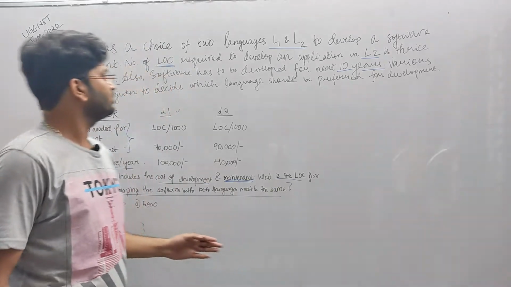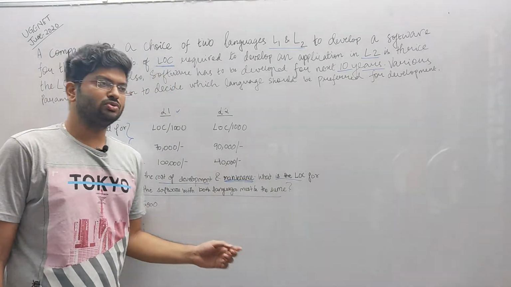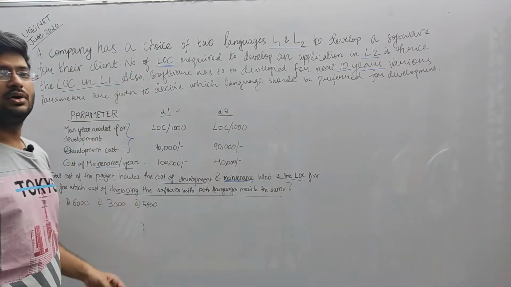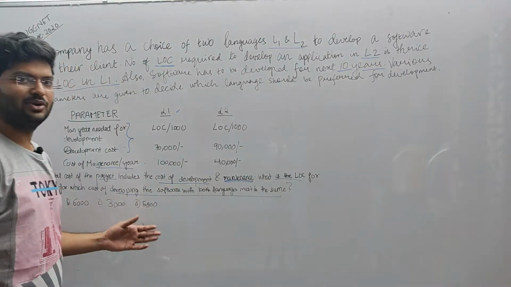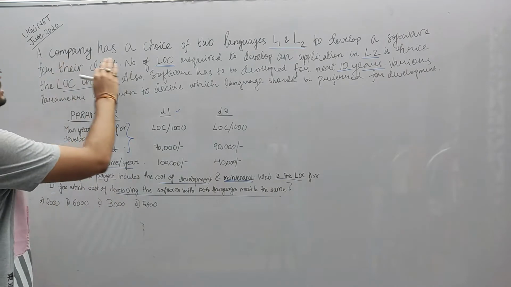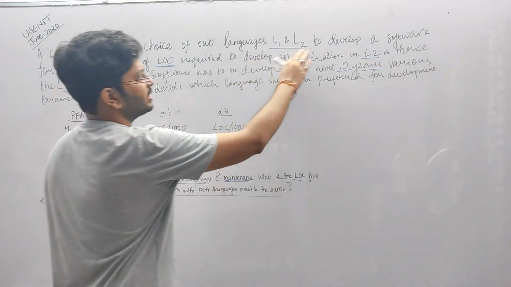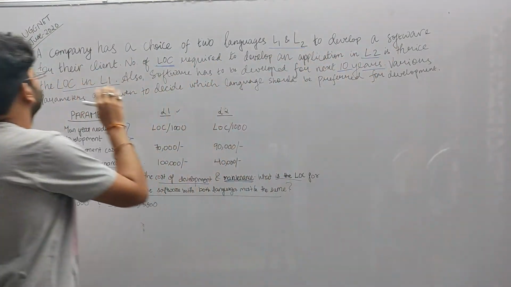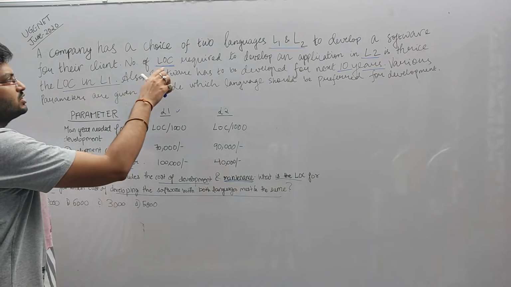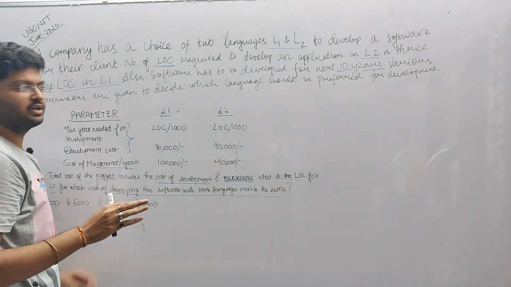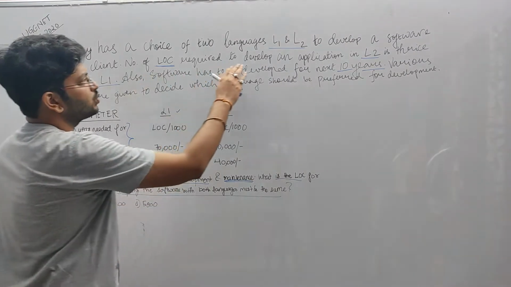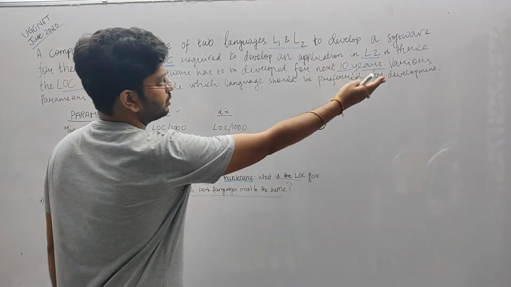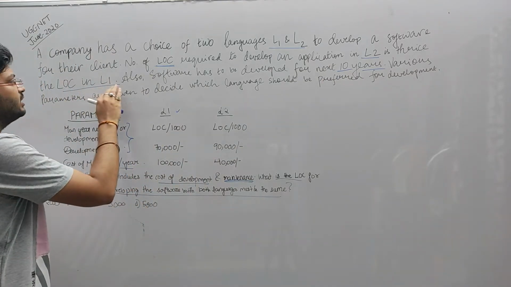In this video, we will see a question which was asked in June 2020 of the UGC NET exam. This question is on software engineering, so let's have a look at the question. A company has a choice of two languages L1 and L2 to develop software for their client. Number of LOC stands for lines of code, that is the lines of code needed to develop the software. Number of LOC required to develop an application in L2 is thrice the LOC in L1.